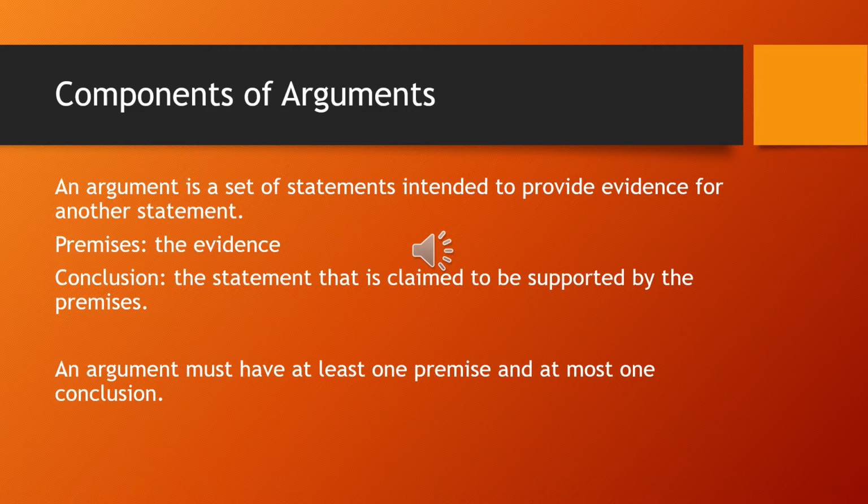And an argument can have one and must have only one conclusion. So, at least one premise and at most one conclusion. These are the component parts of a minimally complete argument.